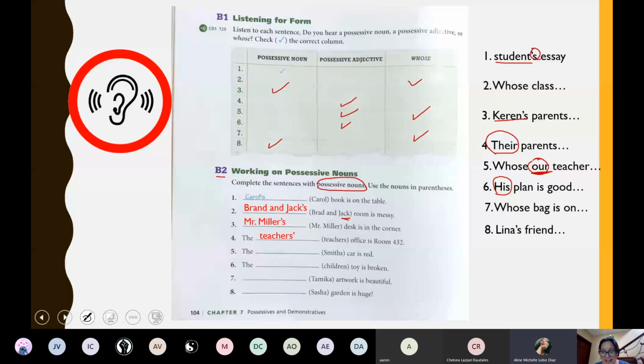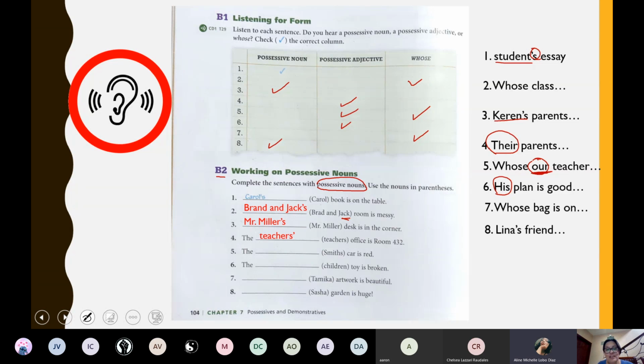Number five. Who said that? Aaron. Okay, Aaron, tell me number five. The Smith car is red. We only add the apostrophe. Okay. In this case, the Smith is the name of a family. The Sagastumes, the Mejias, the Martinez, the Cardonas, the Lopez. Okay, so it's the name of a family.